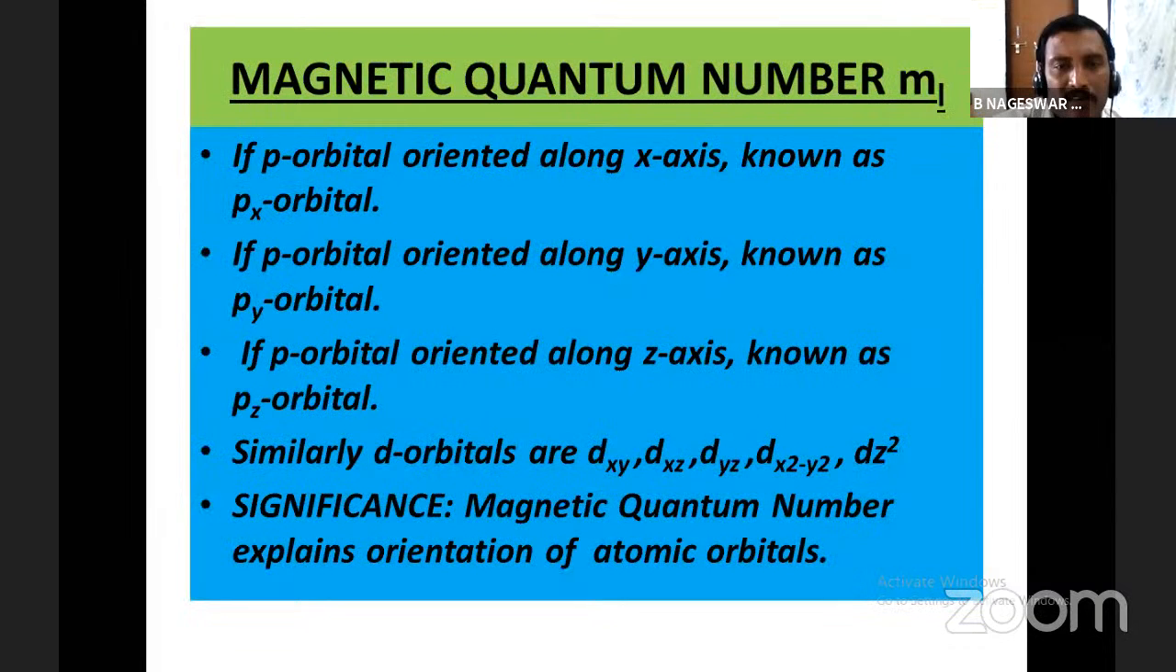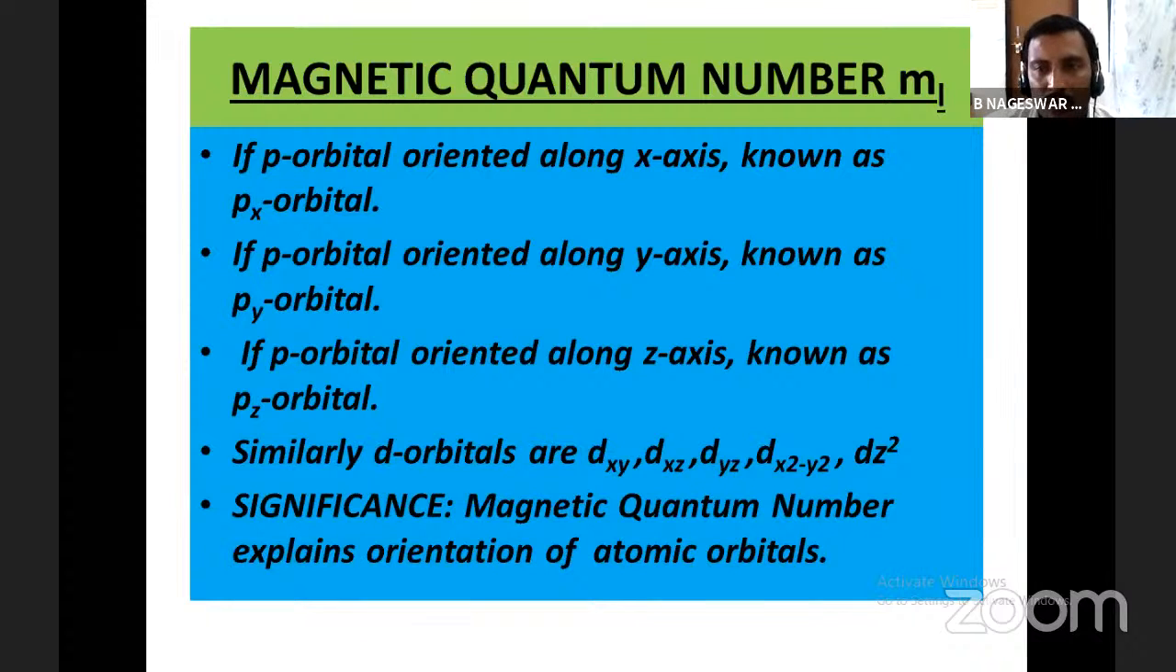Azimuthal quantum number, small l. Magnetic quantum number, ml. Here, the principal quantum number is indicated by n. The values of n are 1, 2, 3, 4, which are K, L, M, N. If the value of n increases, then the energy of the orbits also increases.